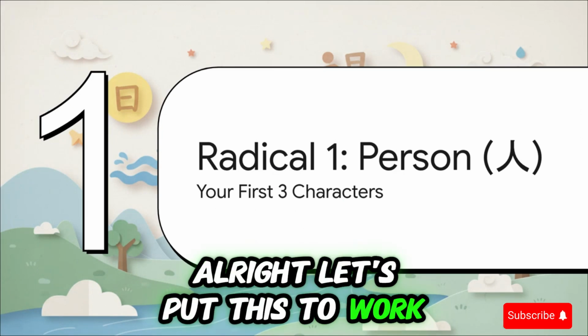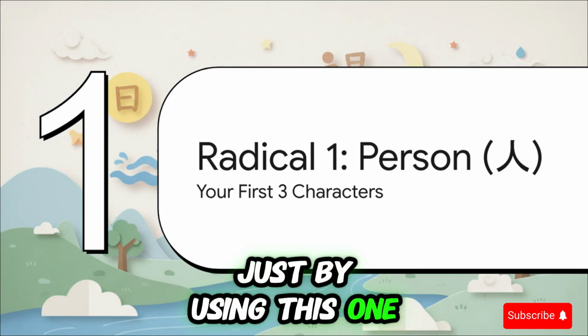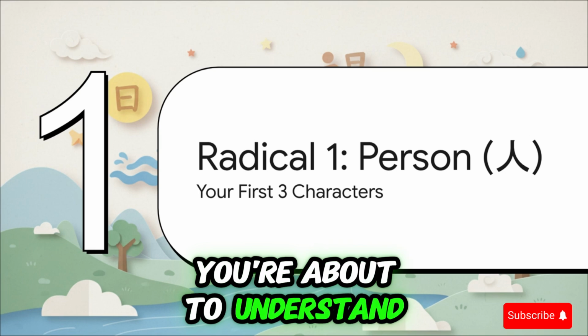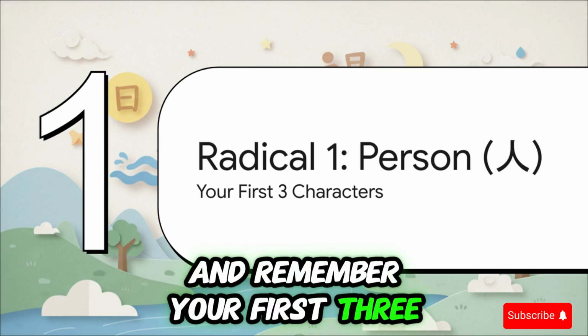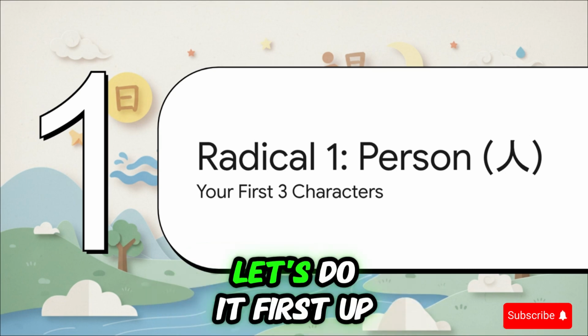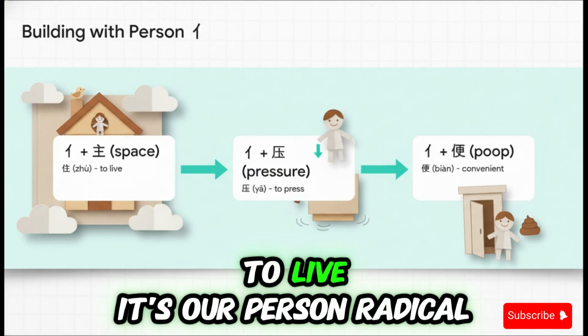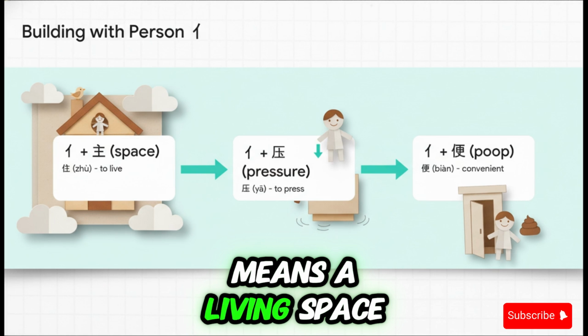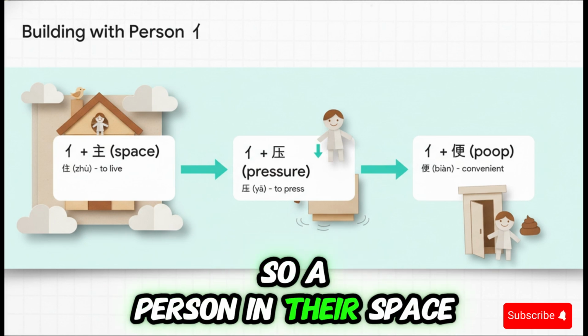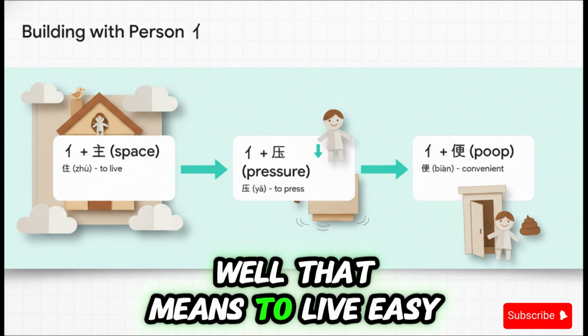All right, let's put this to work right now. Just by using this one person radical, you're about to understand and remember your first three characters. Ready? Let's do it. First up, to live. It's our person radical next to a component that means a living space. So a person in their space, well, that means to live.